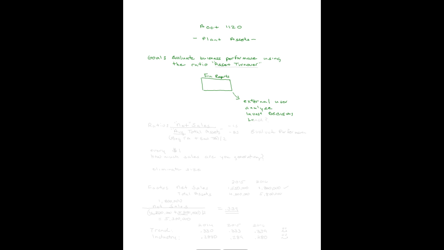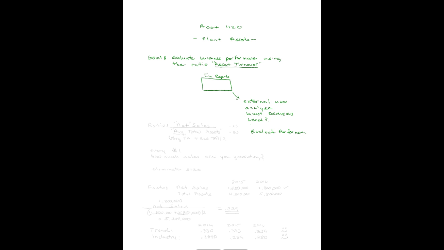Do they want to lend us money? Or do they want to become owners, buy our stock, become a partner? These things are all coming up in the course of 1120. We've been learning some ratios all along the way through 1110 and now through 1120 on how external users can evaluate our performance. And in this chapter, we're going to look at a ratio called asset turnover.